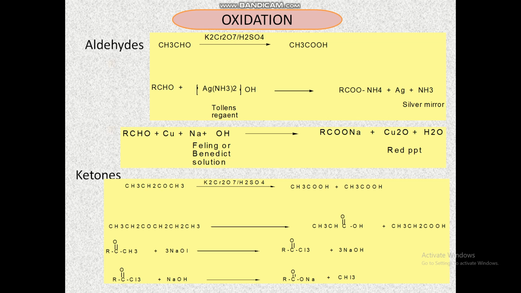These reactions are useful as qualitative tests: the Tollens test, and the Fehling or Benedict test. These are qualitative tests for identification of aldehydes. These reactions are not given by ketones, so they are useful to differentiate aldehydes and ketones.